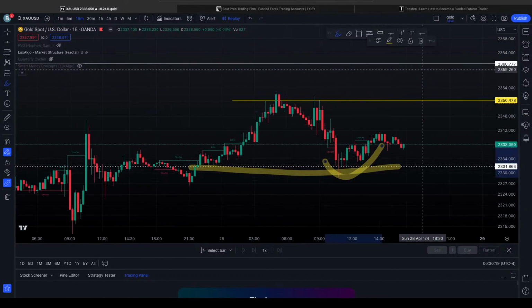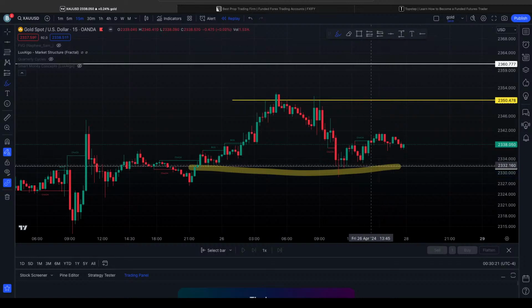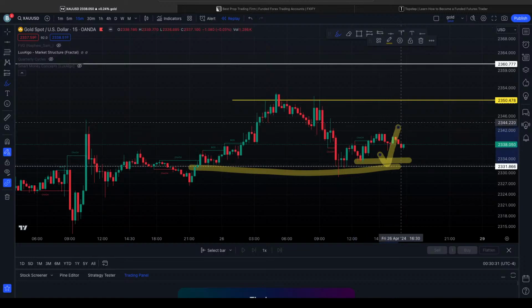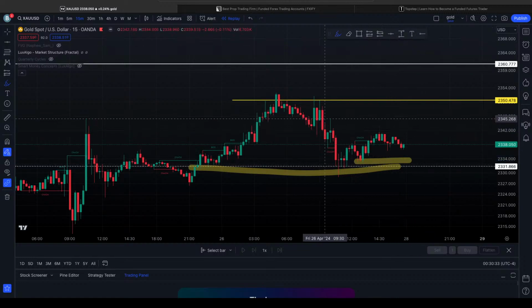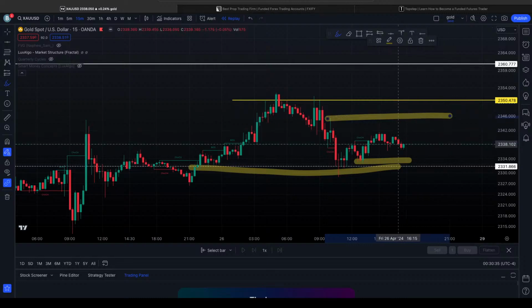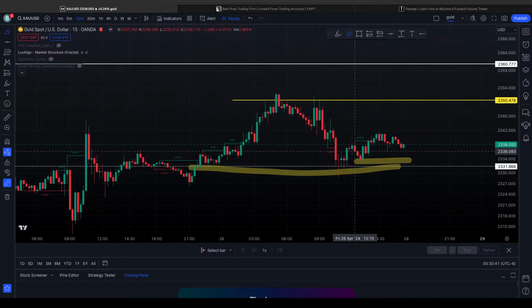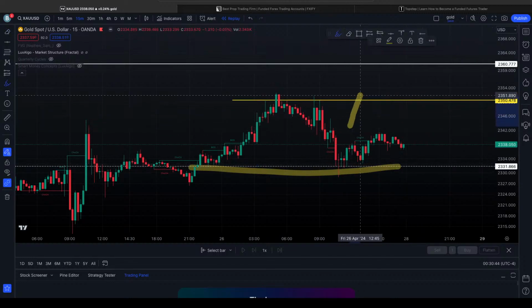It broke these highs, but what I'm realizing is that this low didn't get tapped. So I don't think it's possibly going to break these highs. Even if it goes up here, this could be where we get rejected. So I don't think it's going to go all the way back up to the top.